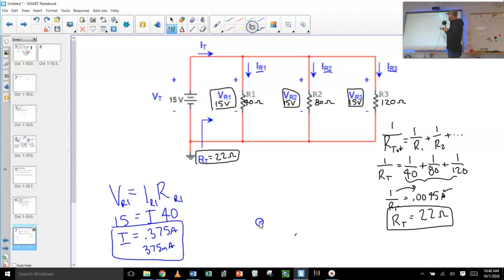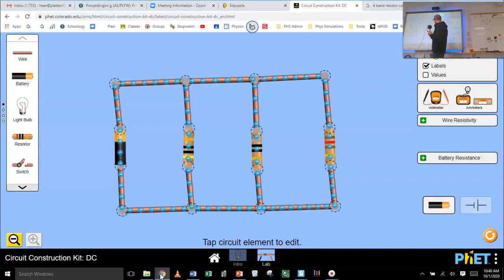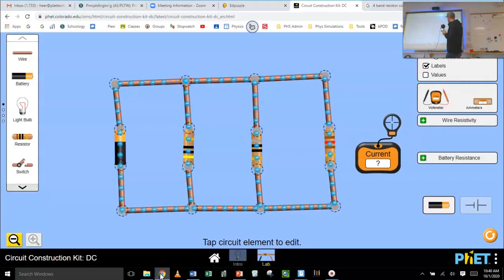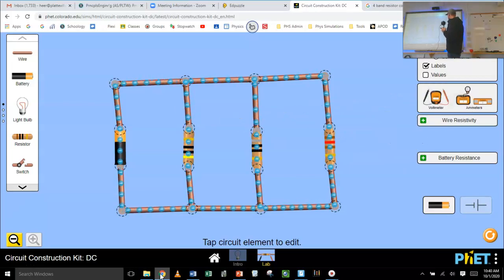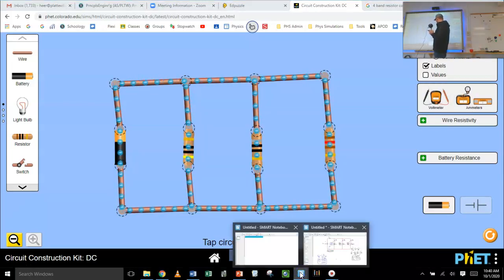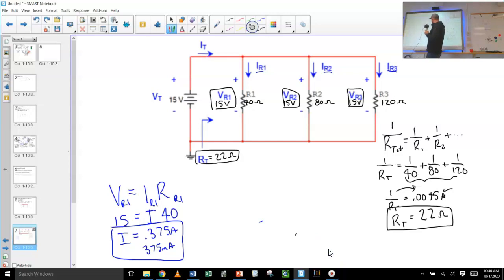For resistor number 2. And let's check that. Let's just go over to our simulator and see if we get 0.375. Bring over my current, and if I put it on this branch, it should say 0.375, and sure enough, it does. Go back to my math. The voltage equals the current times the resistance. And I'm going to now do it for R2. So if I want to find R2, I have to use all the values for R2.